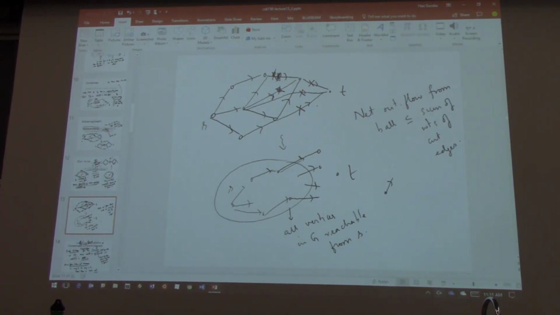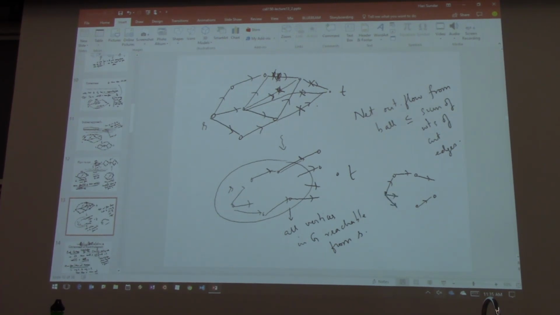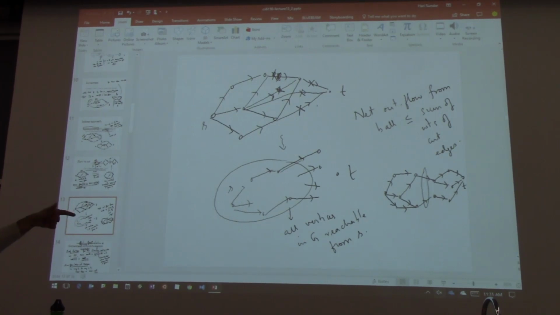For instance, you could have a situation where it's two edges that need to be cut, and here there's multiple things that go there. And T is out here. Okay, so in this case, these two edges are the best ones to cut. And in this case, that ball will basically be all of these vertices. And that's how we define this ball.